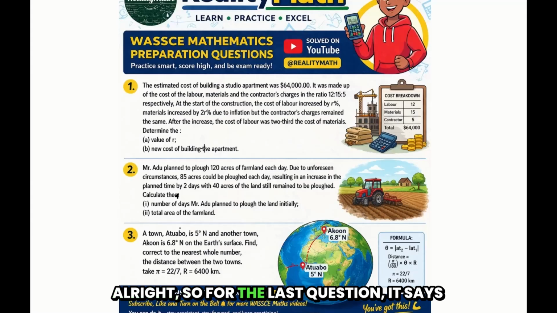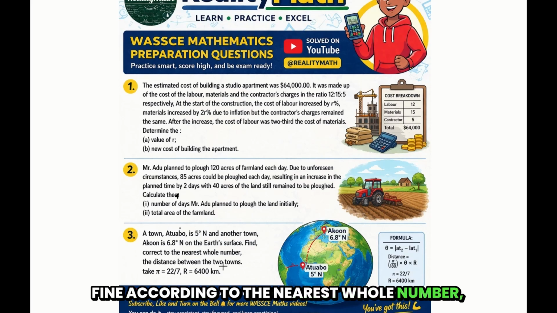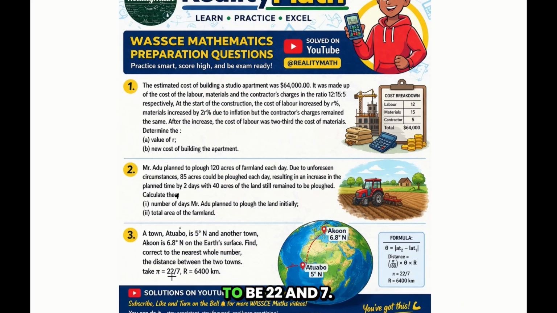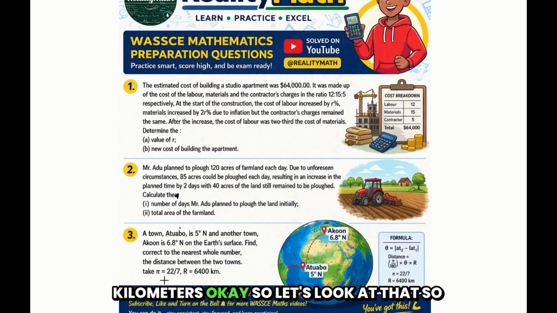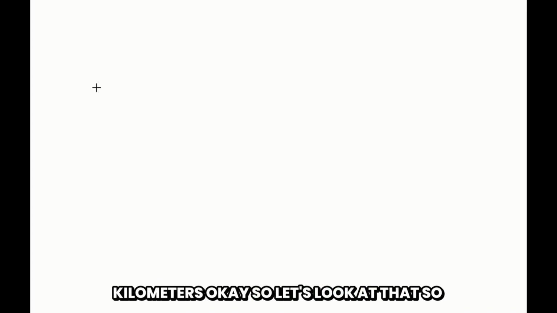All right. So for the last question, it says a town, Tuabo, is 5 degrees north, and another town, Kun, is 6.8 degrees north on the Earth's surface. Find, correct to the nearest whole number, the distance between the two towns. Take pi to be 22 over 7 and our r, which is the radius, to be 6,400 kilometers.